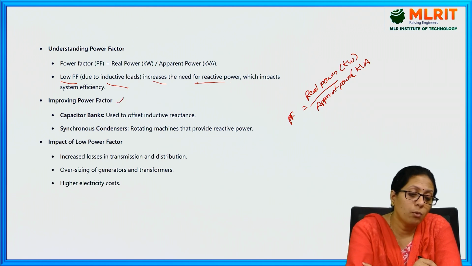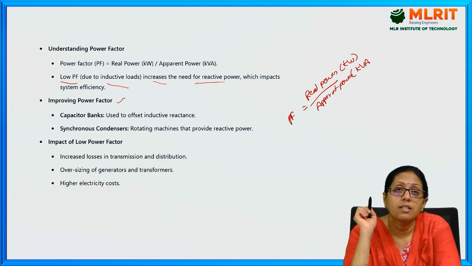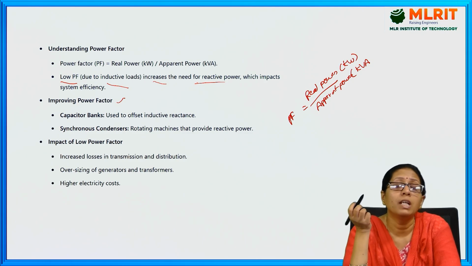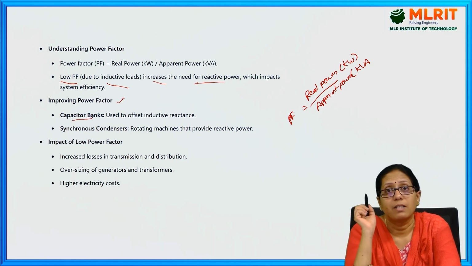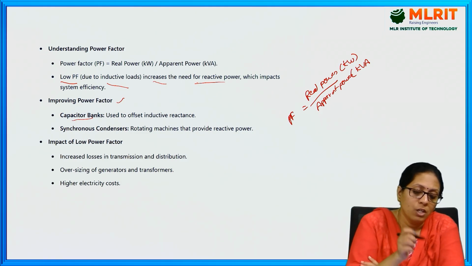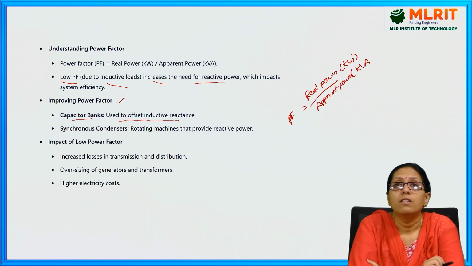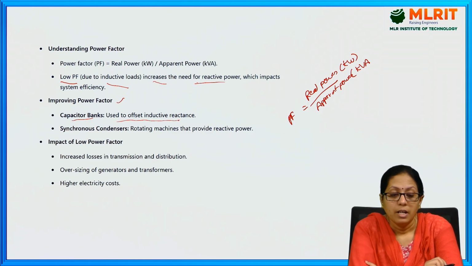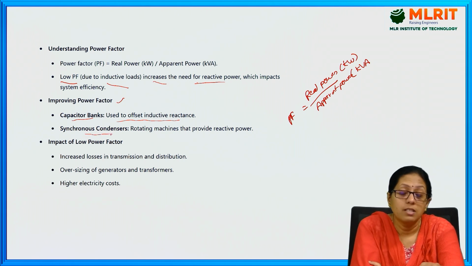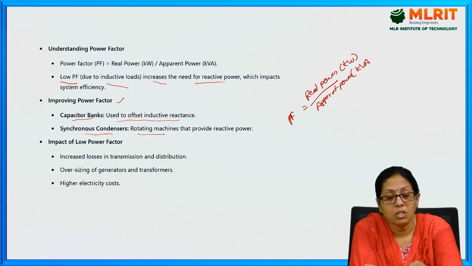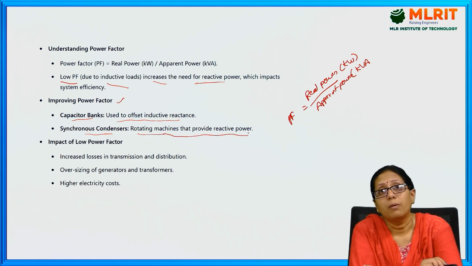Next one is improving power factor. First, we need to understand what power factor is. After that, we need to improve the power factor. In order to improve the power factor, we will be using capacitor banks, which are used to offset the inductive reactance. Then synchronous condensers. Synchronous condensers are nothing but rotating machines that provide reactive power.